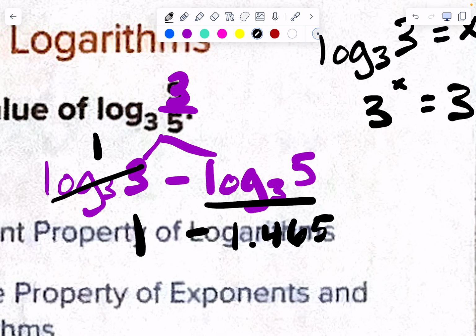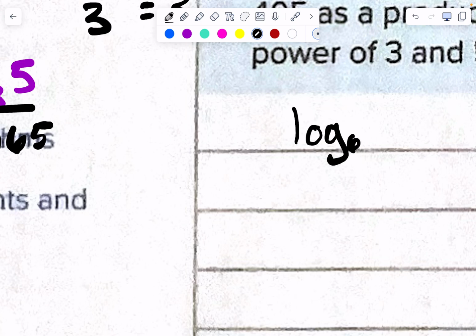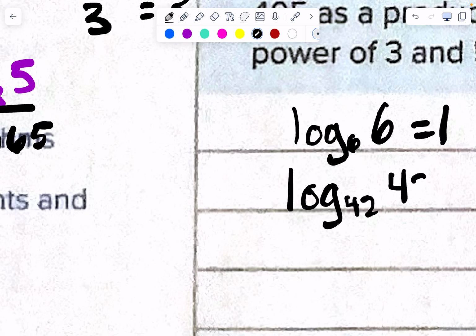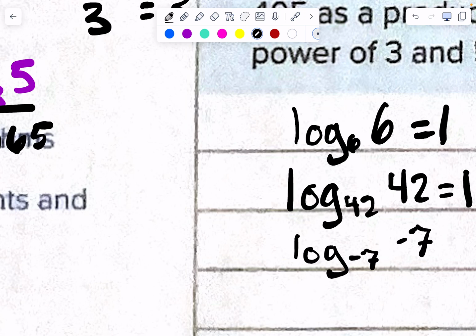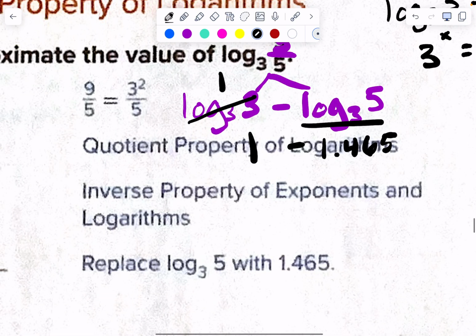Now, that will be the case whatever your base is. Log base 6 of 6 is 1. Log base 42 of 42 is 1. Log base -7 of -7 is 1, right? So if your base and the number that you're taking log of are the same number, it's always going to reduce to 1. All right, so that's a little trick.